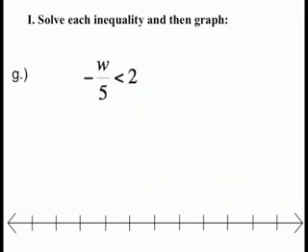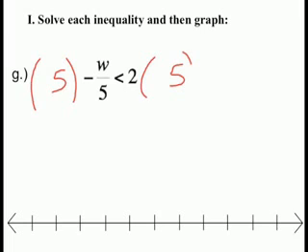Now we have the opposite of w divided by 5 is less than 2. Here we're dividing by 5, so we undo division by multiplying both sides by 5. But we must also get rid of the negative sign in front of the w divided by 5. So we multiply both sides by negative 5.